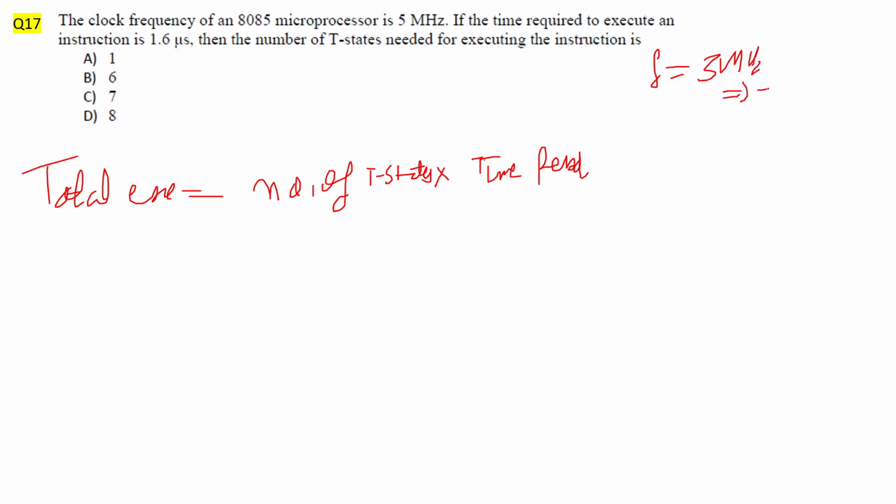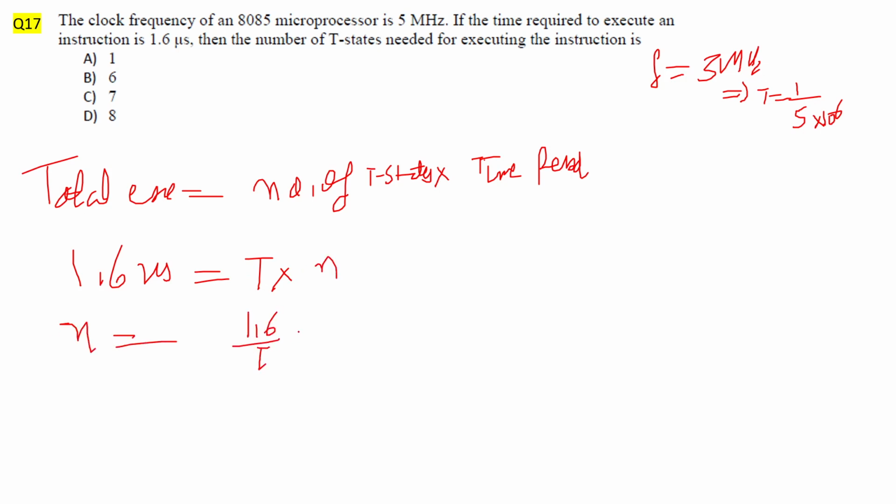That implies your T is equal to 1 by 5 megahertz. That is 1 by 5 into 10 to the power 6. So total execution time is given as 1.6 microseconds, which is equal to T multiplied by N. So N is equal to 1.6 by T. So 1.6 microseconds. Don't forget the unit.